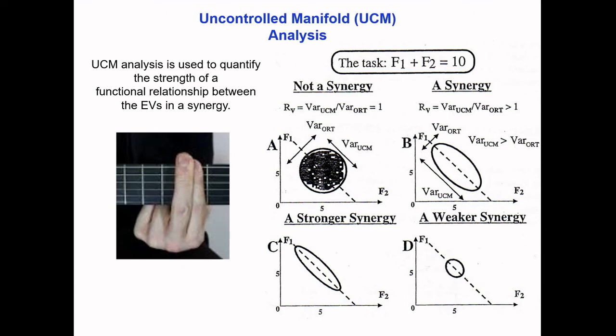This is an interesting case here, because in this case, the task is actually being performed effectively. But what we're not seeing is adaptive covariation.